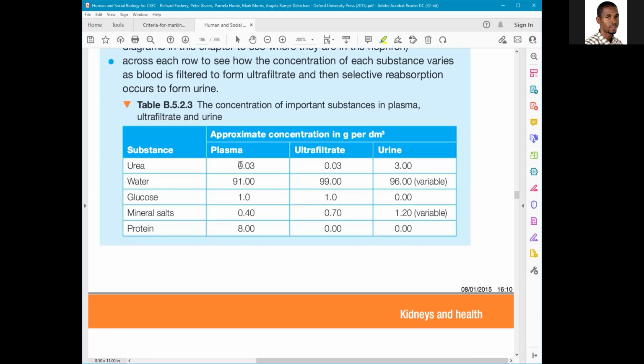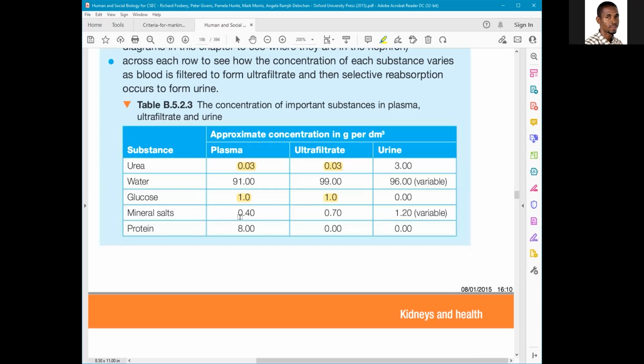I want you to notice these. Those are the same. For glucose in the plasma, you have 1 gram per liter. In the ultrafiltrate, you have 1 gram per liter. But in the urine, there's none.